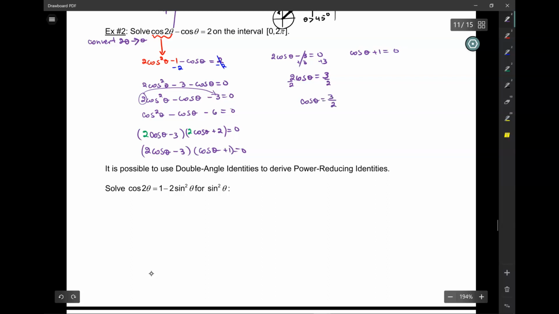For what angle is cosine 3 over 2? None, right? Because it's greater than 1. So none here. Cosine is equal to negative 1. So theta is pi. And that's it. Just pi. Nice. It is nice.